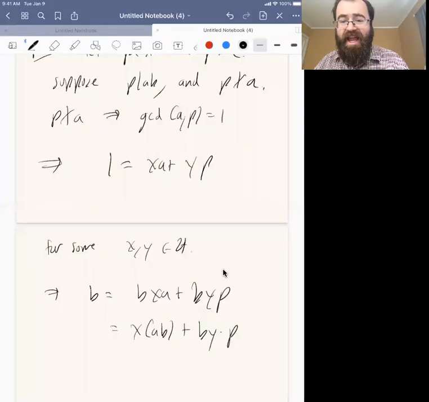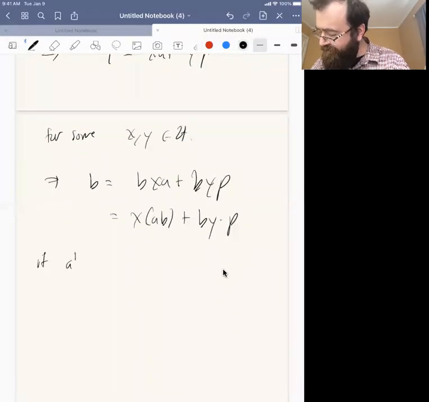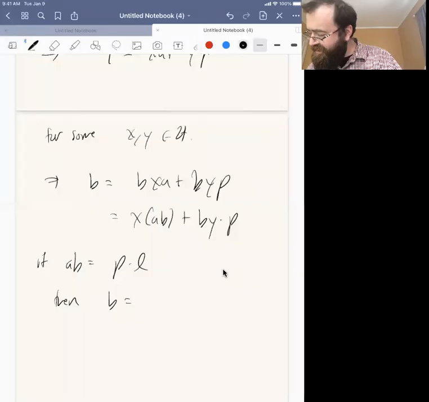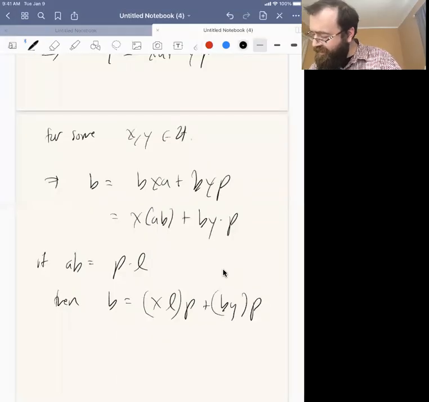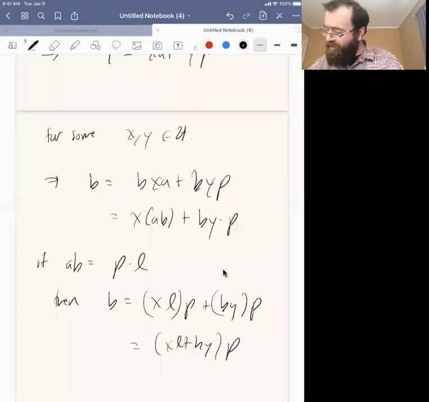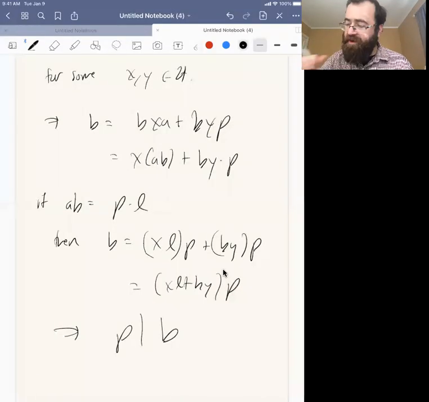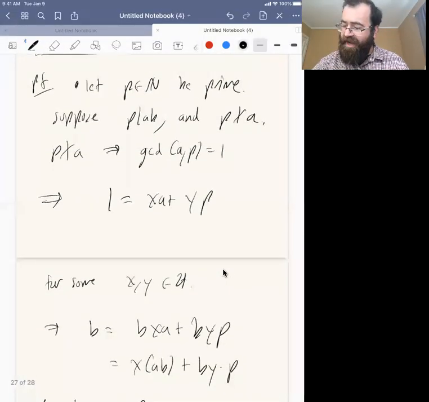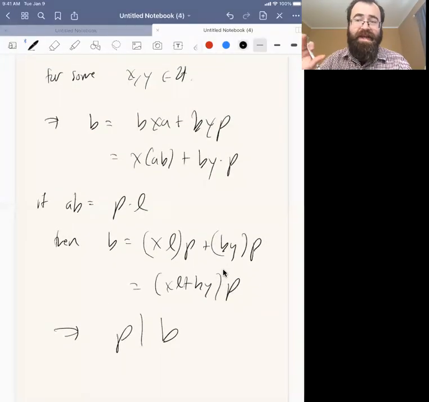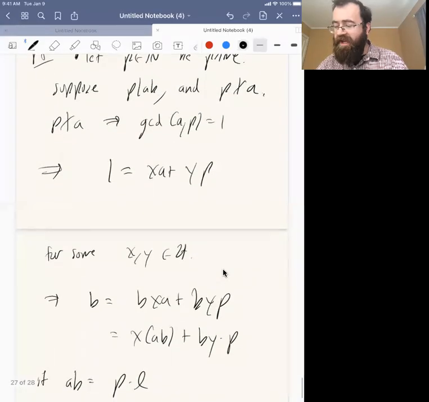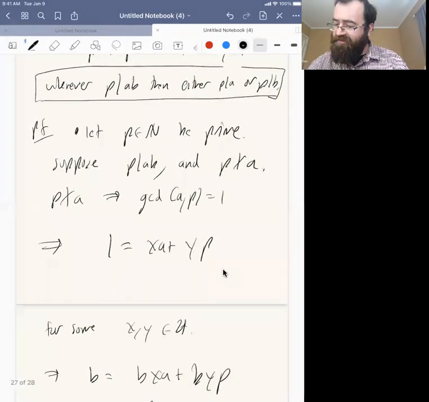Okay, but P divides AB, and P divides P. So if AB itself is P times, I don't know, L, then rewriting the equation again, we get B is XLP plus BYP, which now I'm really belaboring the point, but why not, is (XL plus BY) times P. And so that implies that P divides B. So if P divides the product AB and it didn't divide A, then you could force it to divide B. And of course, by exactly the same mechanism, if it didn't divide B, you could force it to divide A. And so it satisfies the property: whenever P divides AB, then either P divides A or P divides B.